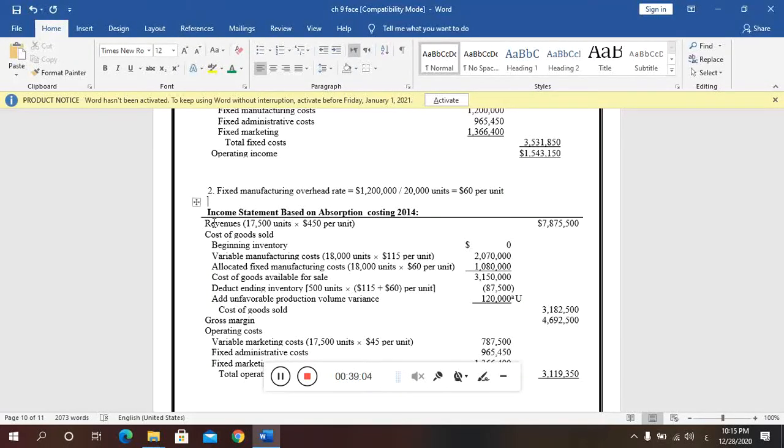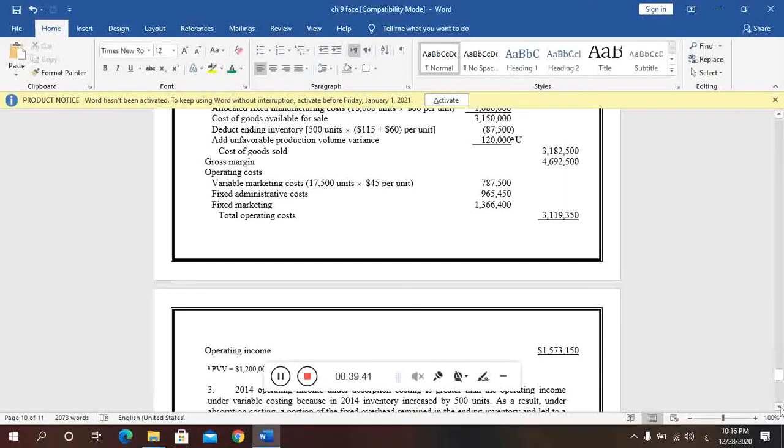Deduct ending inventory. Ending inventory will have both fixed and variable, so we use the total cost per unit, variable and fixed. 500 multiplied by the variable part, which is 115, and the fixed part, which is 60. After that we add the unfavorable variance. Do you remember how we can calculate it? Here we budgeted to produce 20,000 units and the actual production was 18,000 units. So we have a variance of 2,000 units. We can say that 2,000 multiplied by 60, the variance will be $120,000. This will be the unfavorable variance.